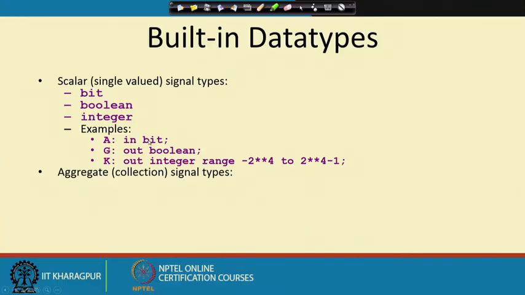Otherwise, you can also tell the range of the integer, which is not possible in software programming languages in most cases. We do not have this range available there, but here we have the range available. So, here we can say that A is an input port of type bit, G is an output of type boolean, and K is an output of type integer with the range minus 2 to the power 4 to 2 to the power 4 minus 1. So, it is basically a 4 bit signed representation. Okay. So, these are the single valued things.